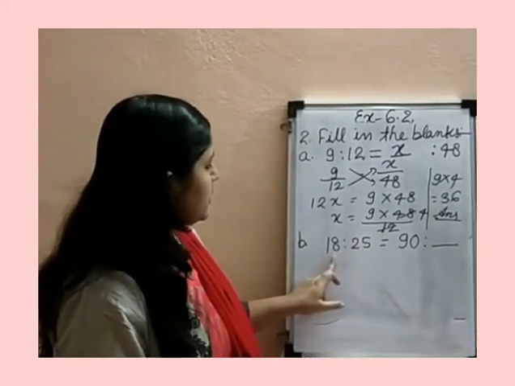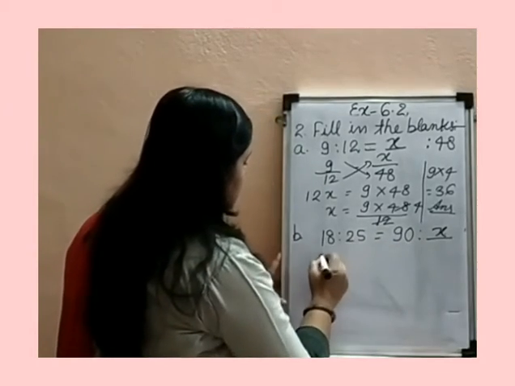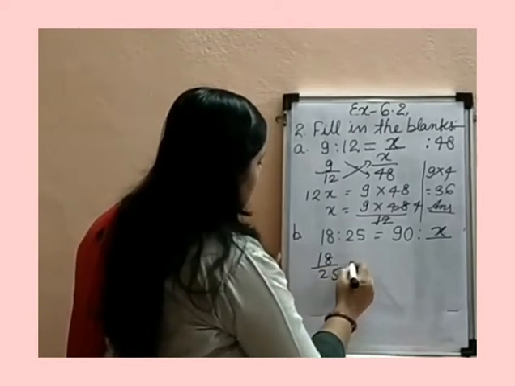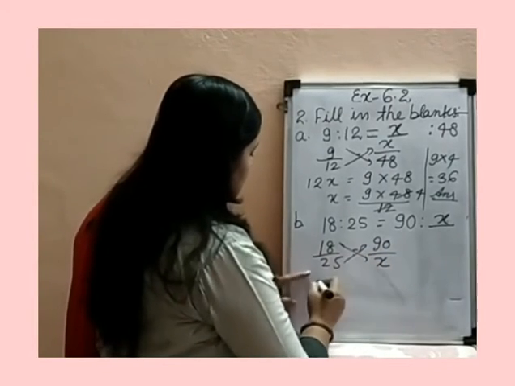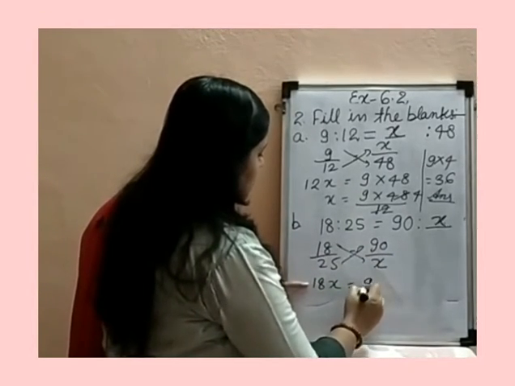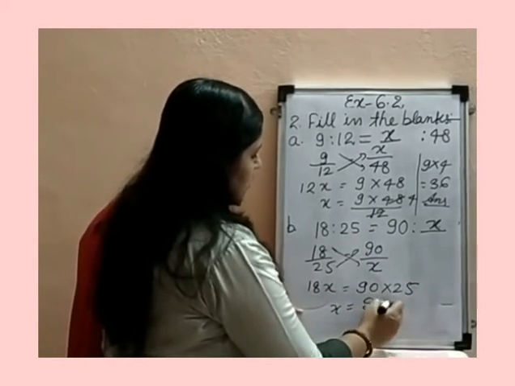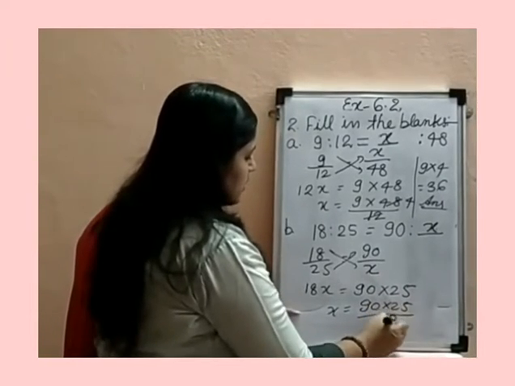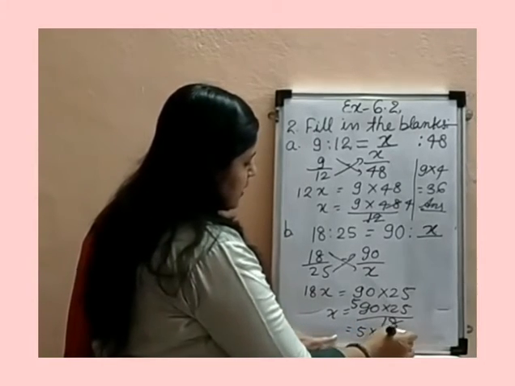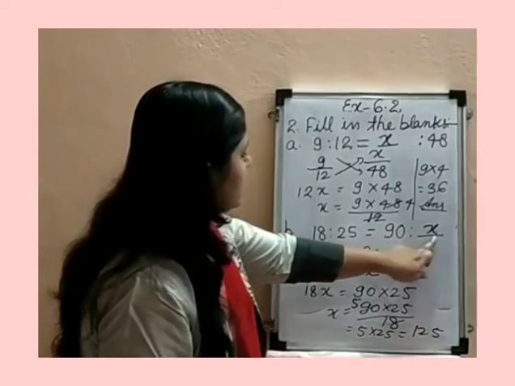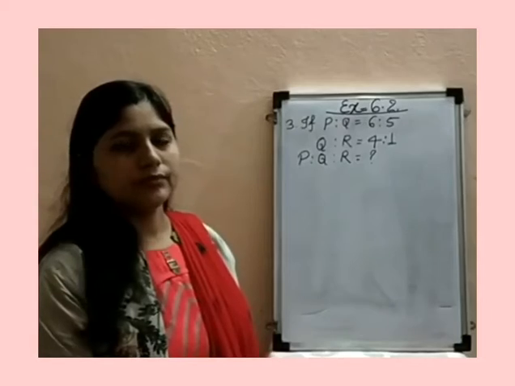Now b is 18 is to 25 equals to 90 is to x. We can write it 18 upon 25 equals to 90 upon x. Now we will do the cross multiplication. 18x equals to 90 into 25. x equals to 90 into 25 upon 18. 18 fives are 90. 5 into 25, that is 125. It means x equals to 125, answer. Let's do the third question.